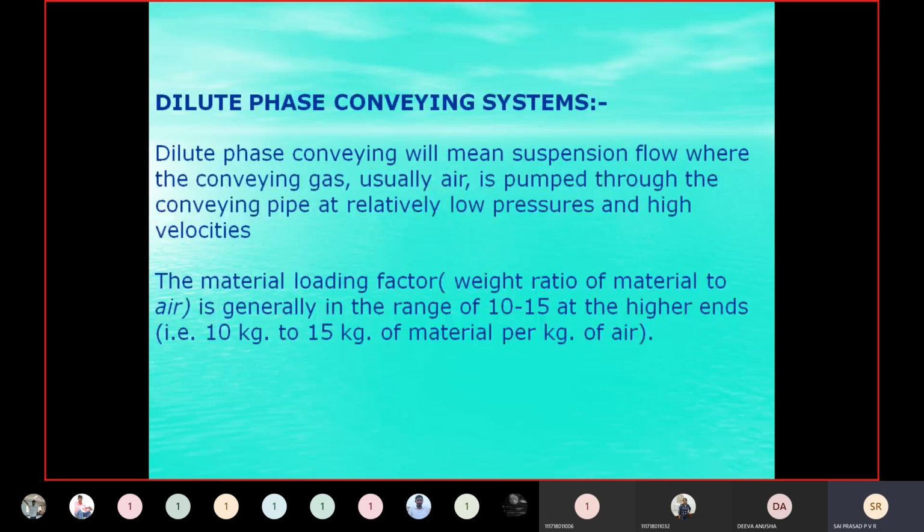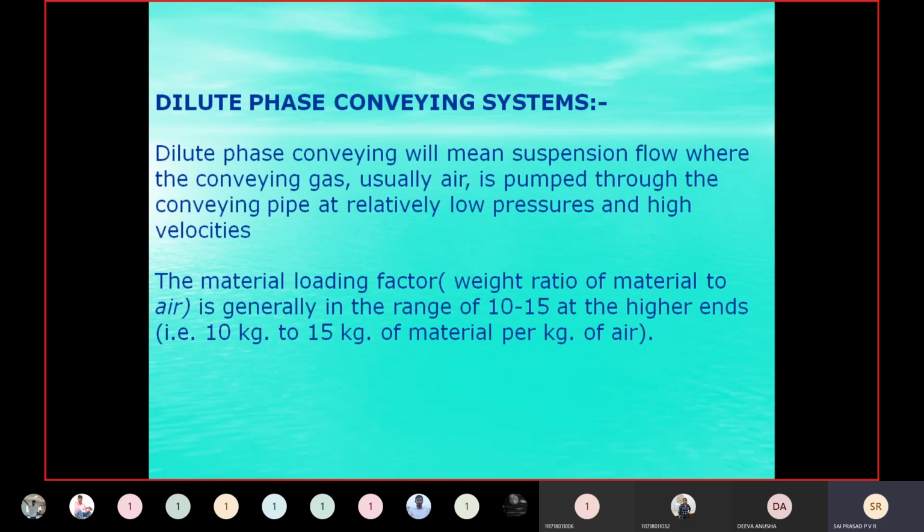Now, dilute phase conveying systems. Dilute phase conveying means suspension flow where the conveying gas, usually air, is pumped through a conveying pipe at relatively low pressures and high velocities. Pressures are low, but velocities are very high. Why? Because our aim is to exert drag force on the solid particles. When we want to exert a higher amount of drag force on the particles, the fluid should have higher velocity, so that these solid particles will be carried away along with the air.